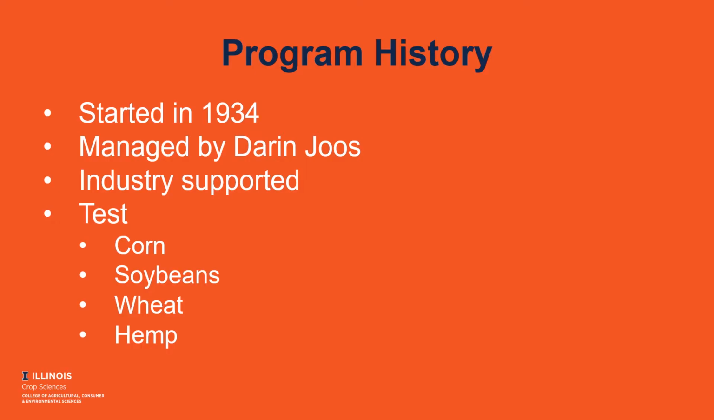A little bit about our program history. It started in 1934. It is currently being managed by Darren Jose. Our program is a little bit unique compared to some other states in that it's industry supported. This means that the industries pay a fee to enter varieties and hybrids into the program, and then we test them for them. Currently, we are testing corn, soybeans, wheat, and hemp. In the past, we've also tested some alfalfa as well.